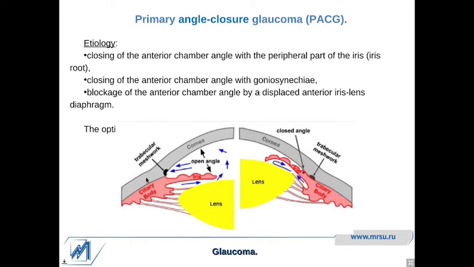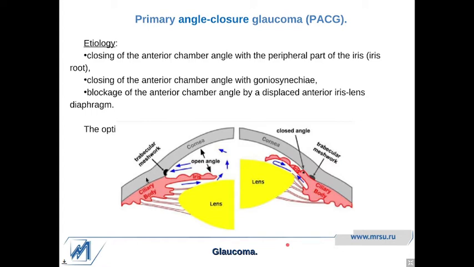Primary angle closure glaucoma, PACG. Etiology: closing of the anterior chamber angle with the peripheral part of the iris root. Here on the picture you can see the normal variant, open angle, and here it is the closed variant. Closing of the anterior chamber angle with goniosynechiae here. And blockage of the anterior chamber angle by a displaced anterior iris-lens diaphragm.